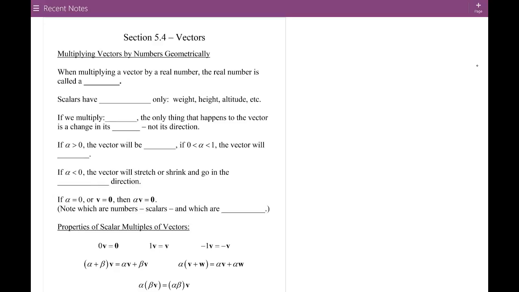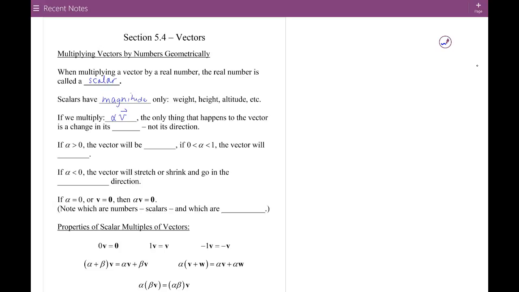So when you're multiplying by a real number, the real number is called a scalar. So scalar is just a number. Scalars have magnitude only. So things like weight, height, altitude, those have magnitude only, no direction. So if we multiply by a scalar, alpha v, so see how important it is to put vector symbols on the vectors. So this is a scalar alpha multiplying the vector v.